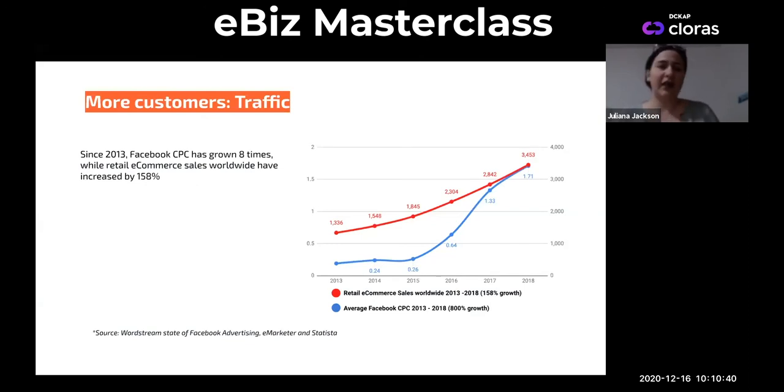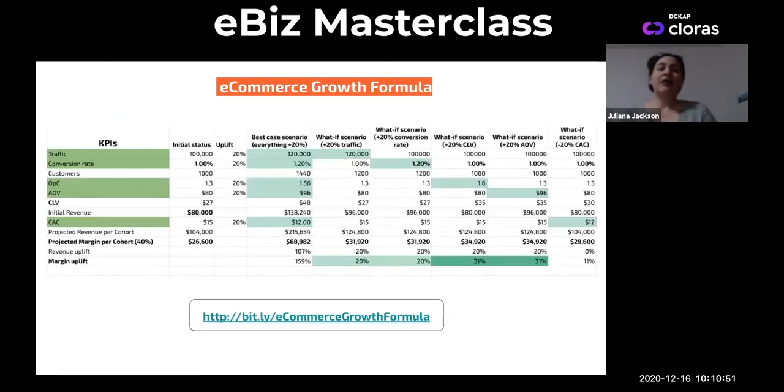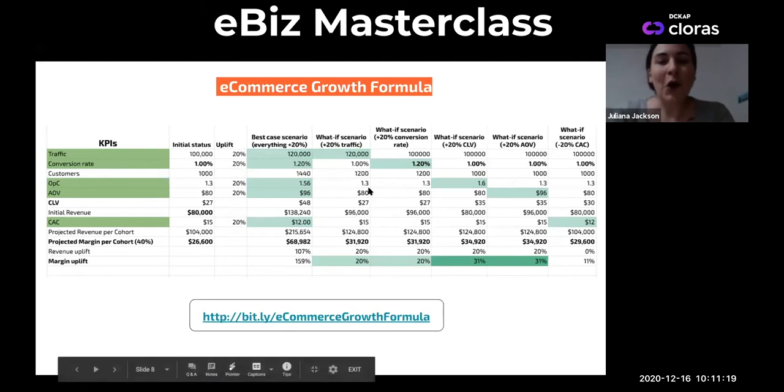Probably everyone that does advertising knows that Facebook has grown the price on advertising 8 times since 2013, and the CPMs are growing all the time. So that's why we came up with this e-commerce growth formula to be able to look at different KPIs instead of just focusing on acquisition KPIs, to understand how you can move that needle for long-term sustainable growth. I can share this presentation with everyone afterwards, and they can actually apply this formula to their business and calculate all these what-if scenarios.